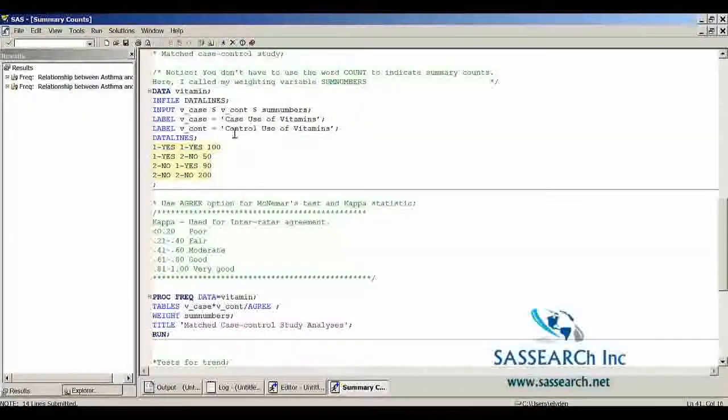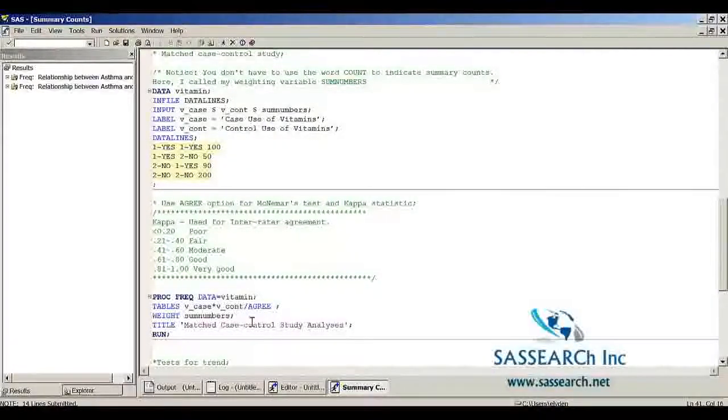So case and control, imagine case is some kind of disease and control are participants who don't have that disease. So we're trying to look at the association of whether the proportion of cases who used vitamins is similar to the proportion of controls who used vitamins.